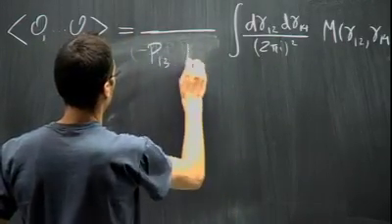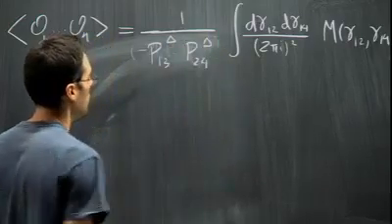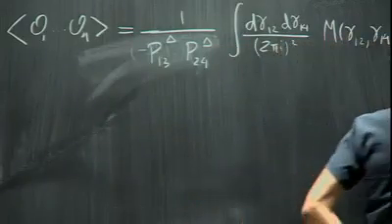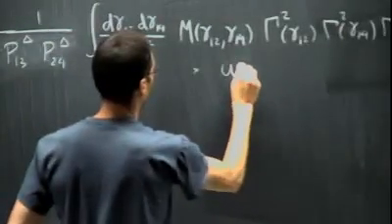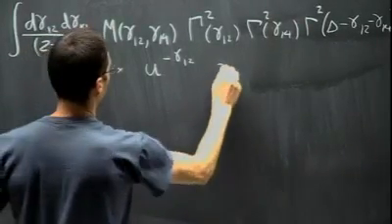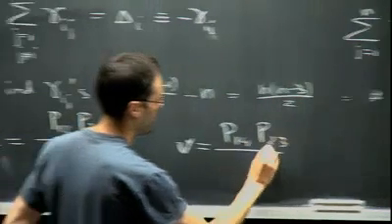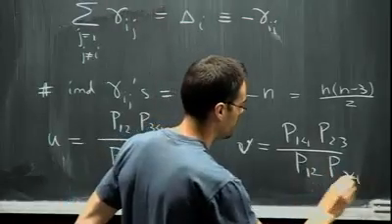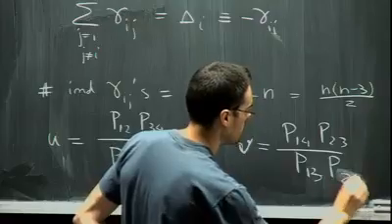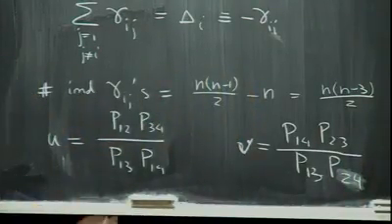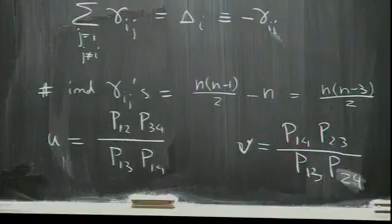So this is p13 p24 to the delta, and the rest of the dependence, I don't have space here, so I'll write it here. You just get u to the minus gamma 1,2, and v to the minus gamma 1,4, where, maybe you still don't remember, u is p13 p24 over p12 p34, and v, the other cross ratio, is p14 p23 over p12 p34. Sorry, p13 p24. So it's very simple. If anyone is confused with this step, please ask me.